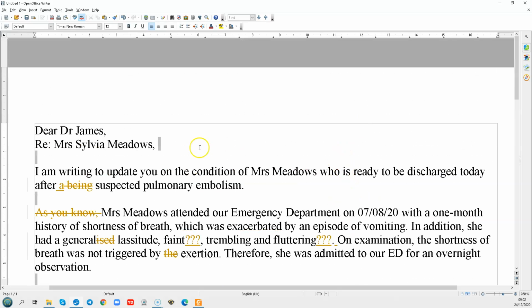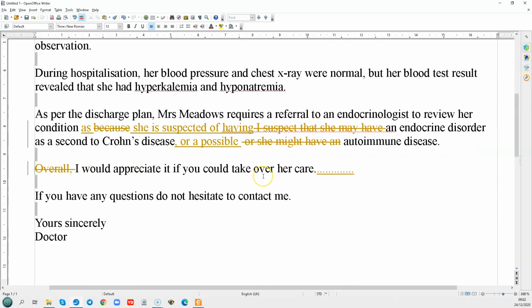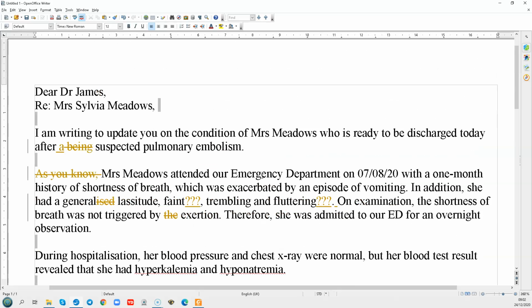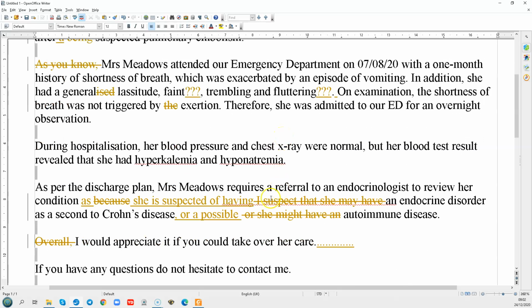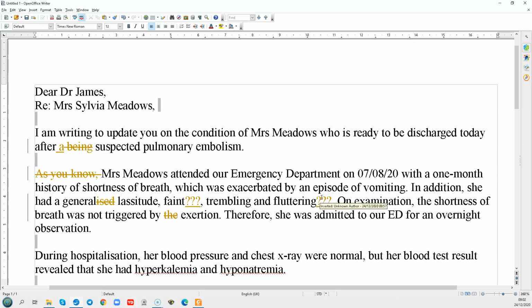So, okay, doesn't really tell me what you want me to do. You're updating me, okay, but what do you want me to do? So, I would put that I would appreciate it if you could take over her care, review her condition. I don't know if you want me to give a definitive diagnosis or what, but it doesn't really say a great deal there as to the purpose of the letter.